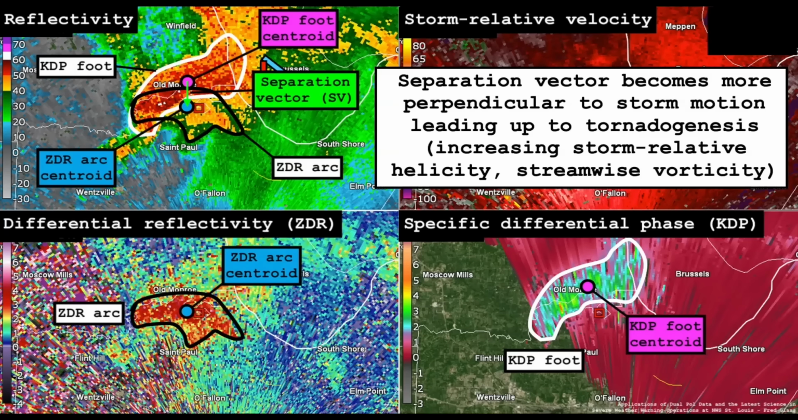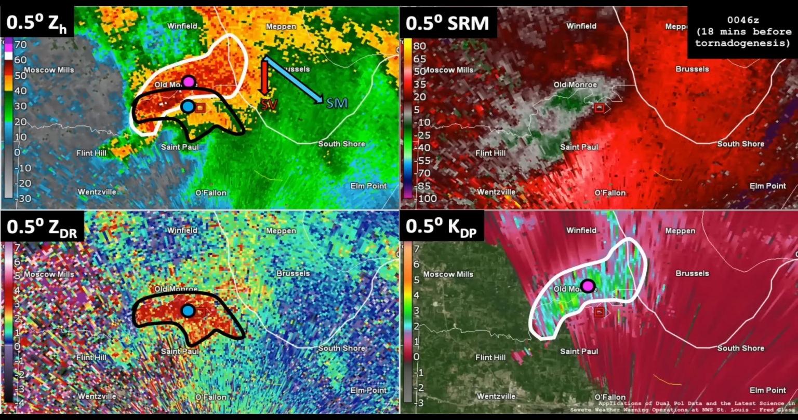In this example, reflectivity is on the top left, storm relative velocity is on the top right, differential reflectivity is on the bottom left, and specific differential phase is on the bottom right. The ZDR arc and its centroid, along with the KDP foot and its centroid, are denoted as in the previous graphic. The separation vector, abbreviated SV, and storm motion vector, abbreviated SM, are displayed off to the side of the supercell in the reflectivity panel with red and blue arrows respectively. The time relative to tornado genesis is given in the top right corner.